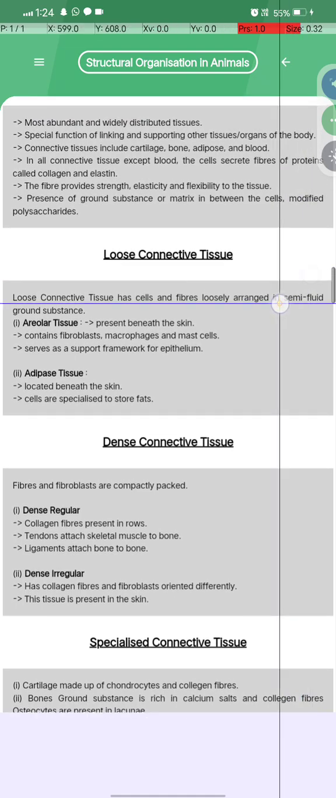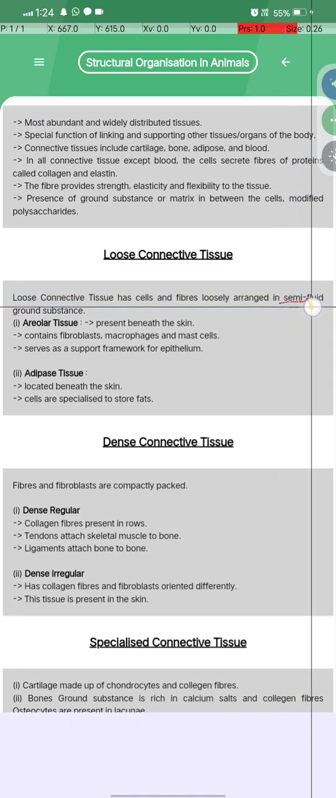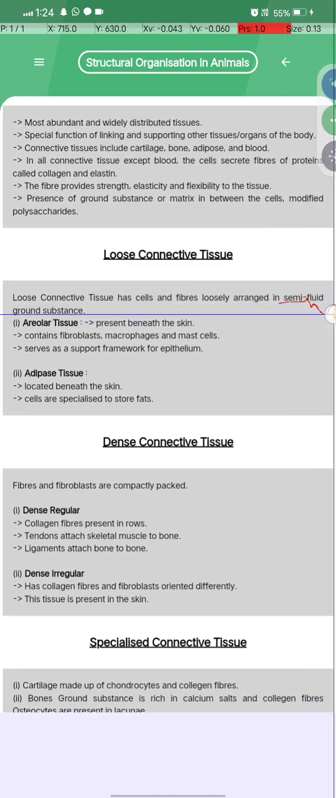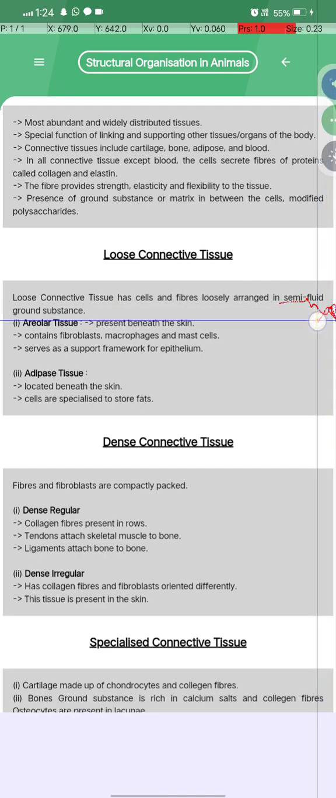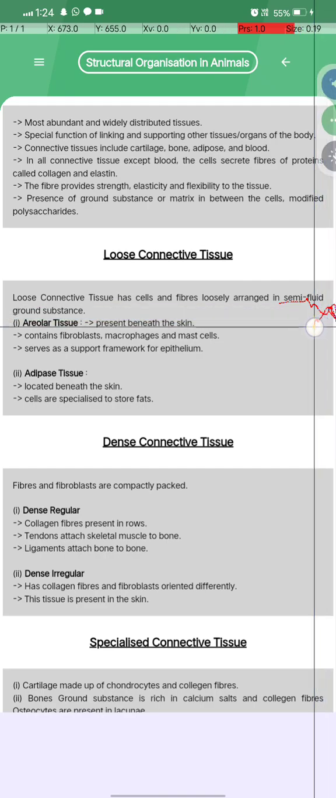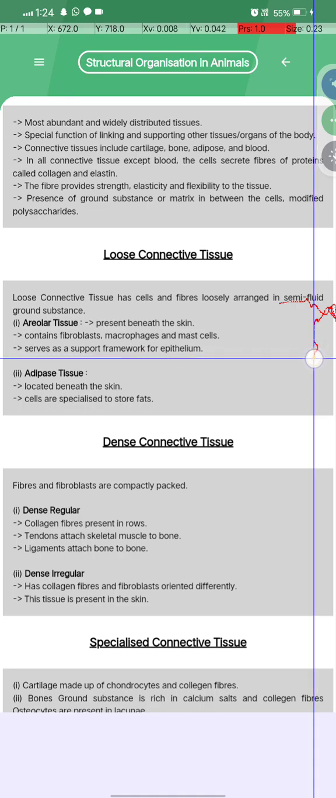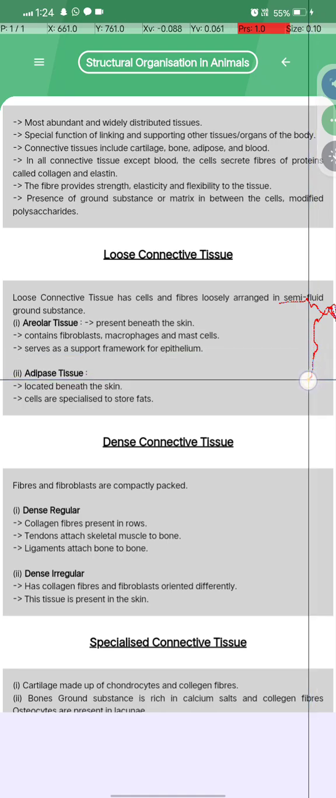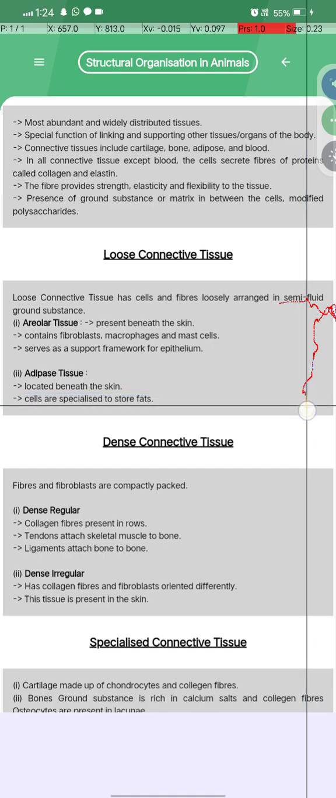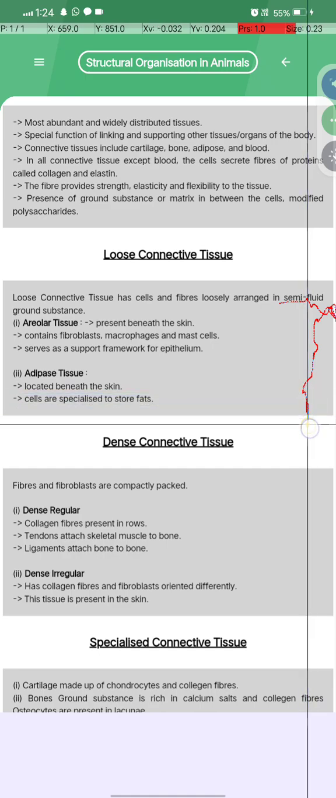Loose connective tissue has cells and fibers loosely arranged in a semi-fluid ground substance. Areolar tissue is present beneath the skin and contains fibroblasts, macrophages and mast cells, and serves as a support framework for the epithelium. Adipose tissue is located beneath the skin, and its cells are specialized to store fats.